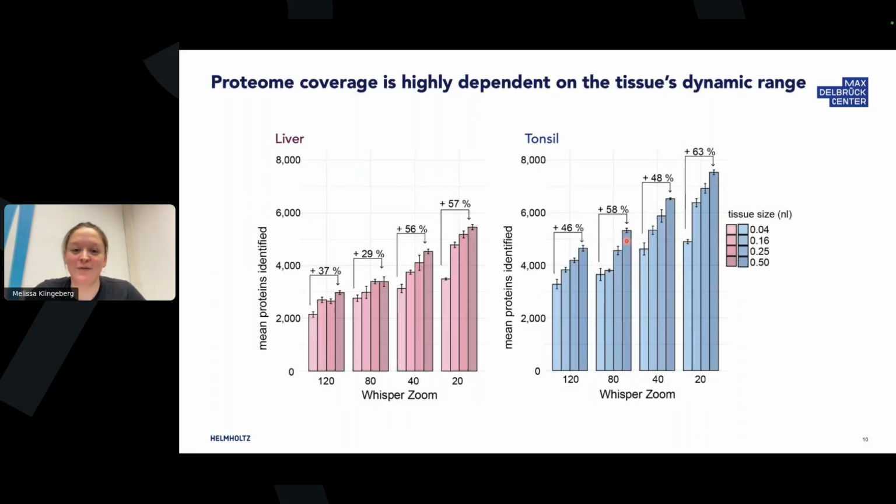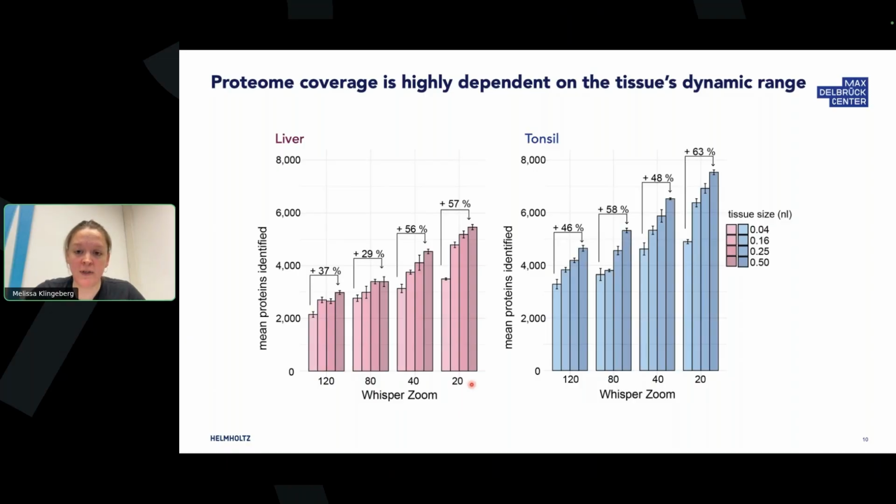Now looking at the first proteomics data, you can see how we measured different tissue sizes, and the different colors represented here are from liver and tonsil tissue, with 4 different Whisper Zoom gradients. You can really nicely appreciate that, obviously, the more tissue you collect, the more proteins you identify and the deeper your identification. And also with longer gradients, we can identify more proteins.